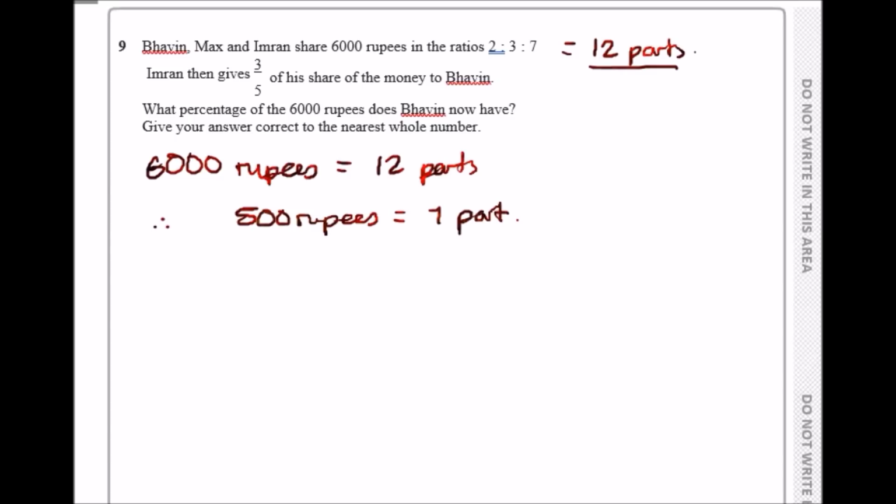So what else do we know? We know that Imran gives 3/5 of his share of the money to Bhavin. So Bhavin represents 2 parts. What percentage of rupees does Bhavin now have? Well, firstly, how much money does Bhavin actually have right now? Bhavin has 2 parts, so doubling this, we're going to have 1,000 rupees. So Bhavin has 1,000 rupees. Imran gives 3/5, so we need to work out how much Imran has.